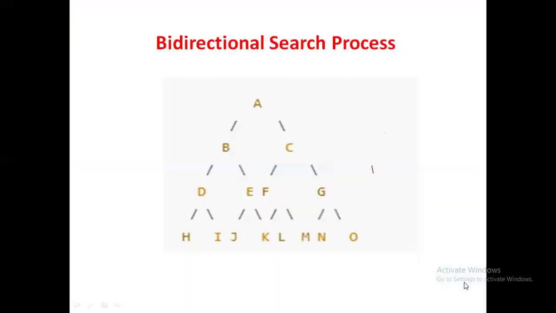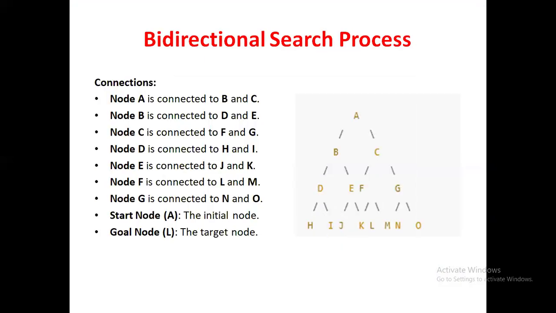This is the graph we have taken for analyzing the bidirectional search process. In this graph, node A is connected to B and C, and B is connected to D and E, and C is connected to F and G, and node D is connected to H and I. Node E is connected to J and K. Node F is connected to L and M, and G is connected to N and O.